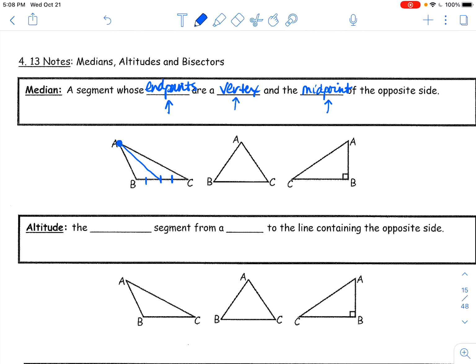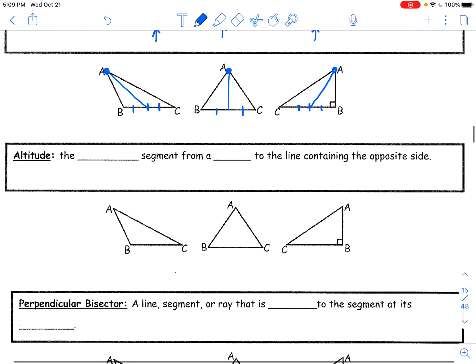In the middle triangle, I'm going to start at a vertex and I'm going to cut the other side equally in half. This is my median for this triangle. And in my last example, from vertex A, cutting CB in half, here's my median.